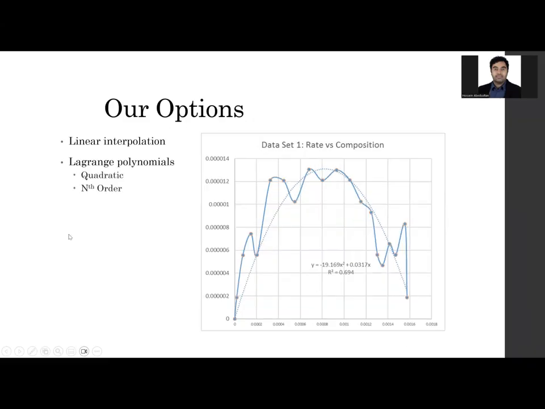The other way is a Lagrange polynomial. If you go with the order of two, you may come up with this dashed line here. And as you increase the order of your polynomial, you're getting closer and closer to these data points here. Okay.